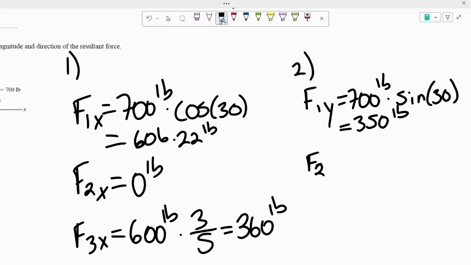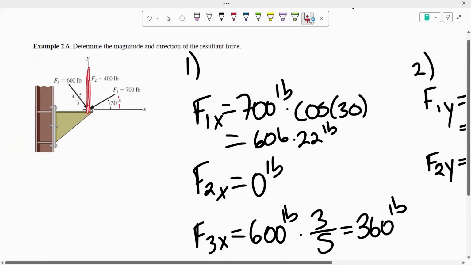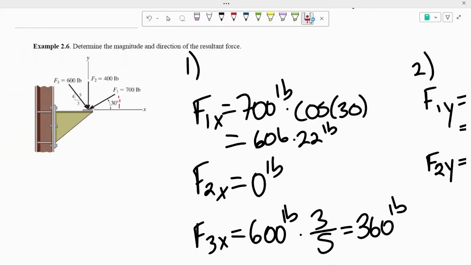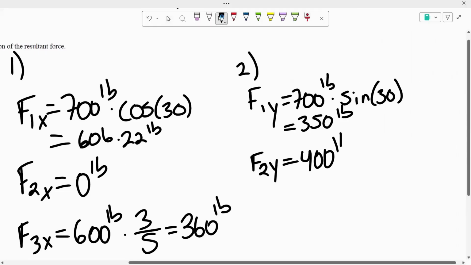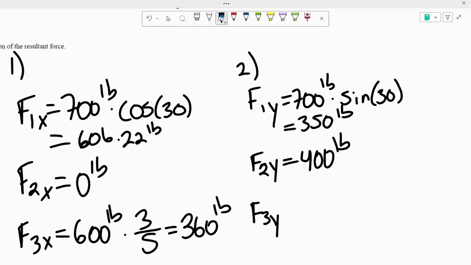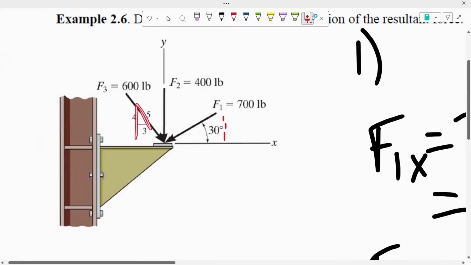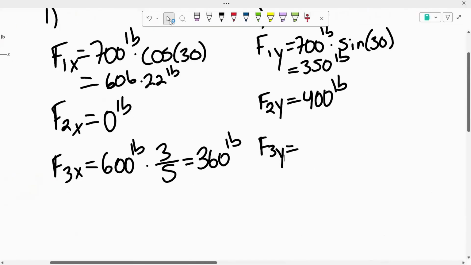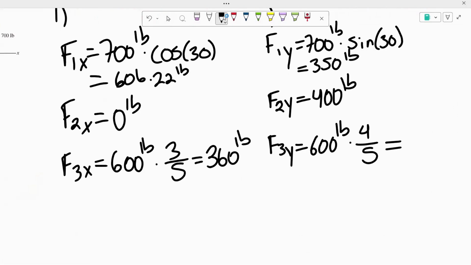Now for F2 of y. F2, as we mentioned before, is already completely vertical. There's just a y component to it. So for that one, we're just going to write the 400 pounds. And for F3 of y, we were given the 3, 4, 5 triangle. So this time we're trying to find the side of 4, and we were given the side of 5. So this time we're going to do 600 pounds times 4 over 5. And that should give us 480 pounds.